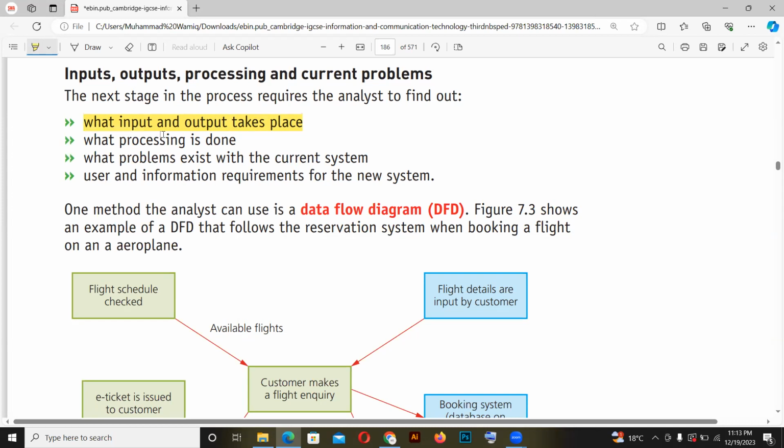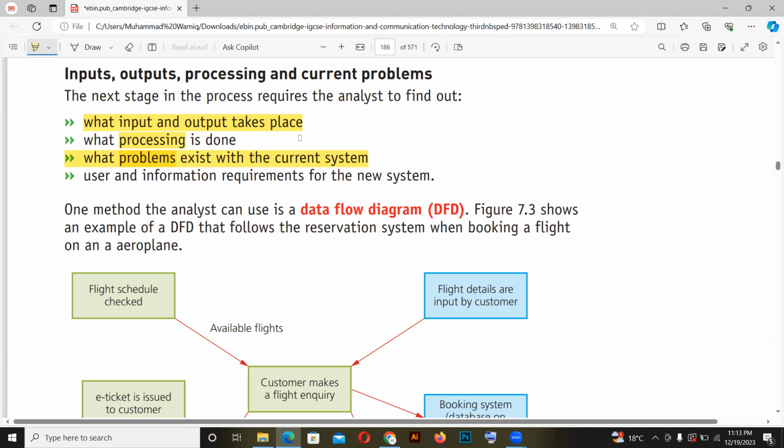The second thing that we need to discuss is what processing needs to be done. In the third stage, we need to discuss what problems exist with the current system. So this is the reason that we are implementing this analysis design stage, so that we can change it. And with the fourth option, we need to understand what the user and information requirements are for the new system.